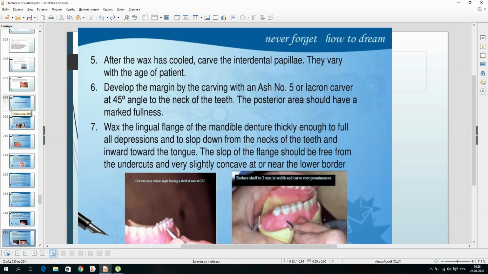Wax the lingual flange on the mandibular denture thickly enough to fill all depressions and to slope down from the necks of the teeth and invert towards the tongue. The slope of the flange should be free from undercuts and very slightly concave at or near the lower border.